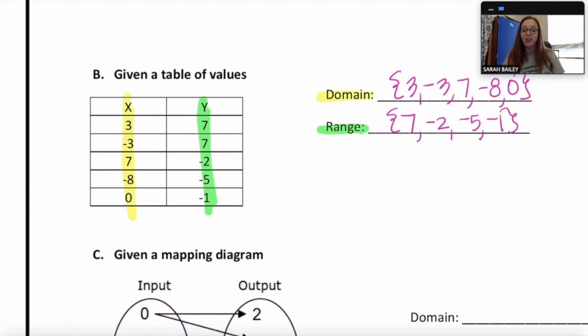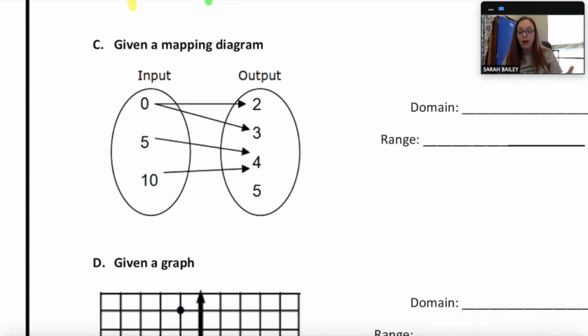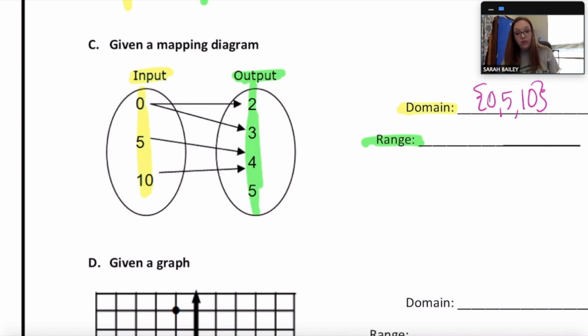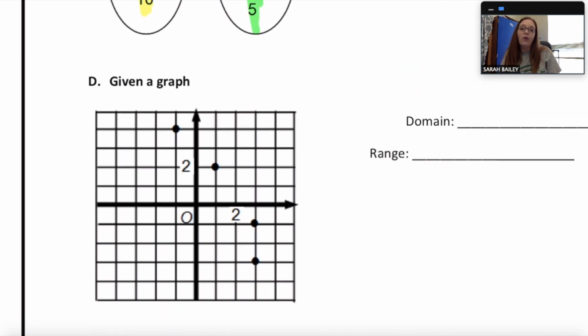And that's it. In part C, this time we have a mapping diagram. So the domain is going to be all of my inputs. And then the range is going to be all of my outputs. Okay? So for the domain, that's going to be 0, 5, and 10. And then for my range, that's going to be 2, 3, 4, and 5. Okay? And then what if you have a graph?